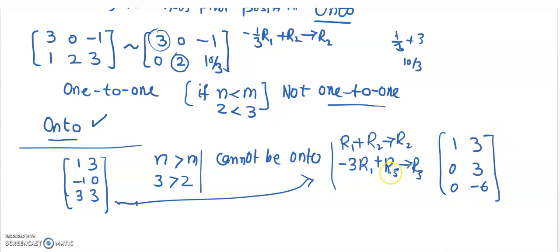So here we can see that we have this. In this case we can see that each column has the pivot position. For example, the first column has the pivot position 1, and the second column has also the pivot position 3. So this will be a 1-to-1 transformation. Okay, this will be a 1-to-1 transformation.